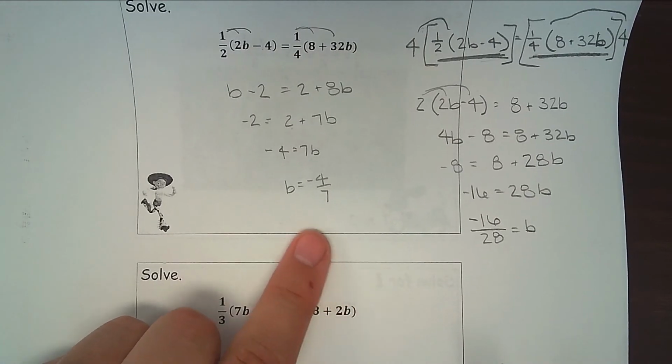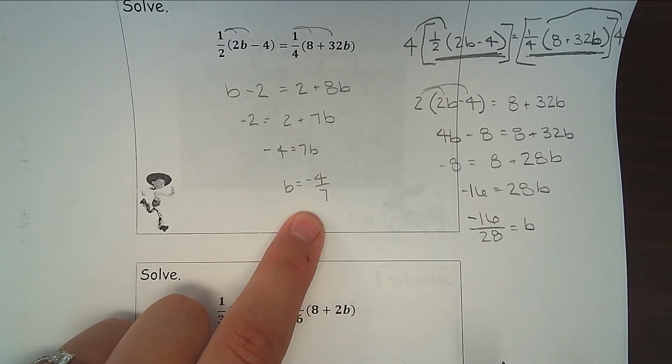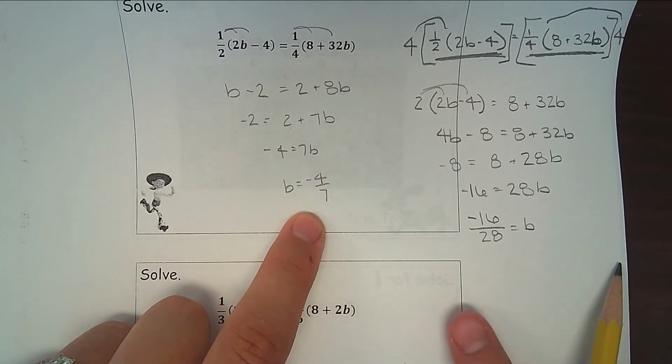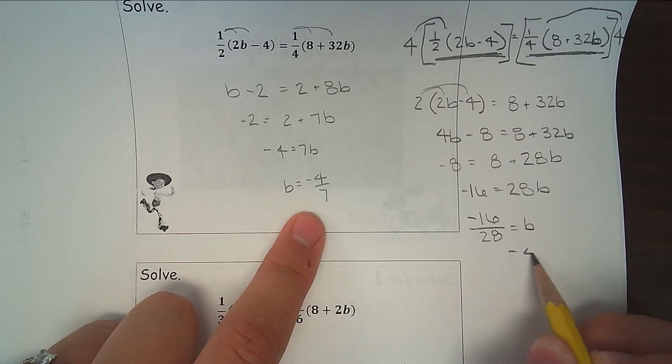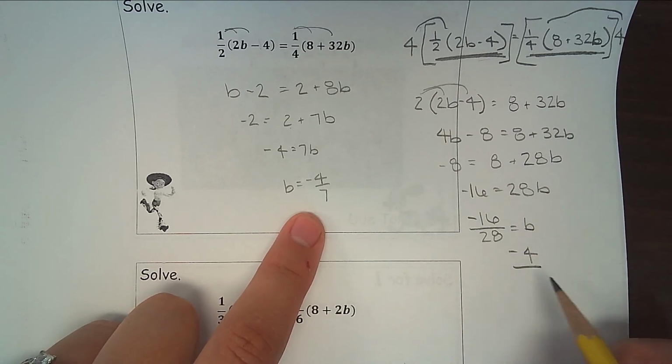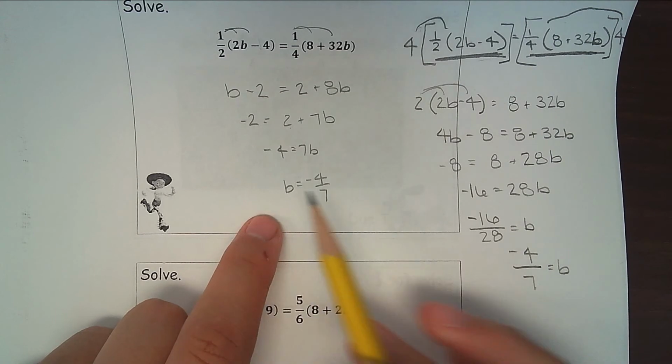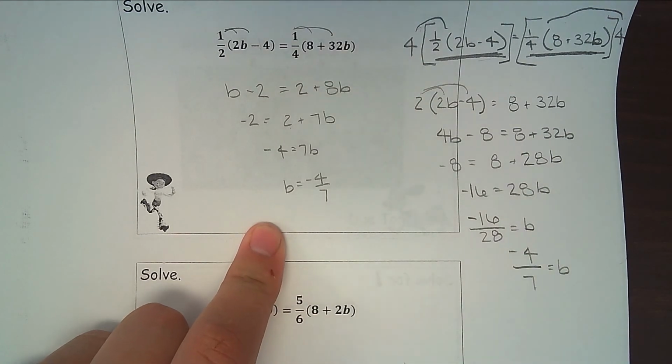which looks a little different than what we got over here. But if you notice, I can reduce this answer. 4 goes into them both. 4 goes into negative 16 negative 4 times, and it goes into 28 7 times. And now you notice we have the same exact answer.